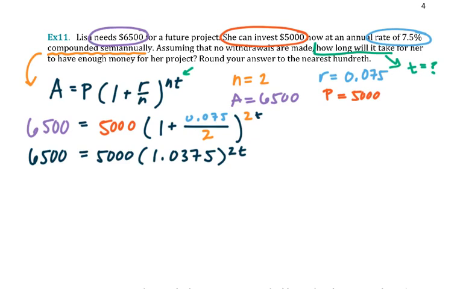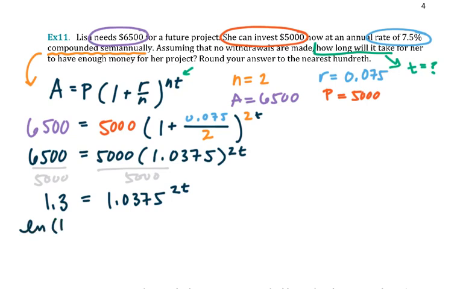As I work through isolating that t, I'm going to divide on both sides by 5,000. On the left, 6,500 divided by 5,000 leaves us with 1.3. I have 1.0375 to the 2t power. Here we will take either the log or natural log of both sides. There's no benefit to one or the other because we don't have an e or a 10.